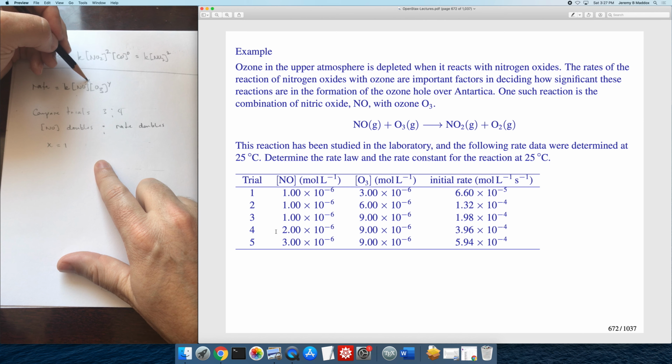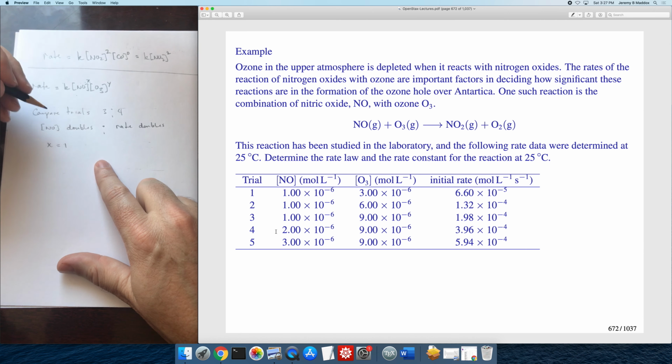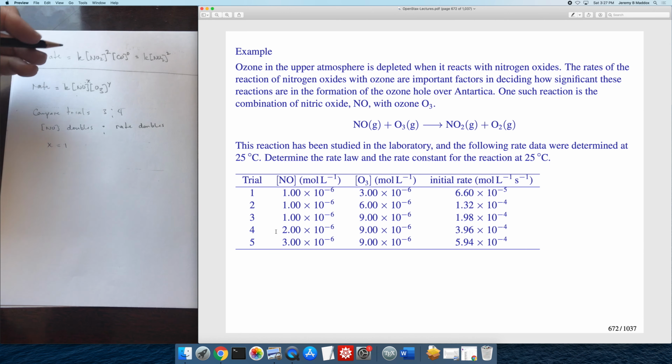Suppose that x had been 2. If x were 2 and you double the nitrogen monoxide concentration, well then the rate would quadruple. Okay, that's not what we observe, so we know that x isn't 2. So you double the concentration, the rate doubles, x equals 1. So we know one part of the rate law. Now we want to do y. We want to figure out what y is.